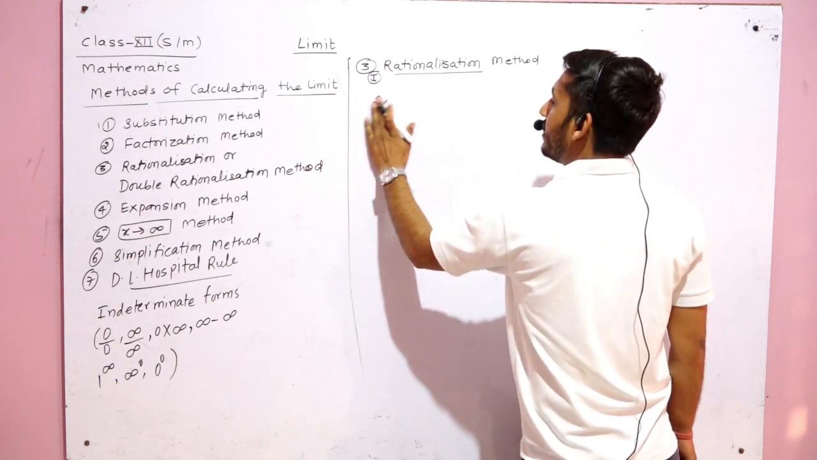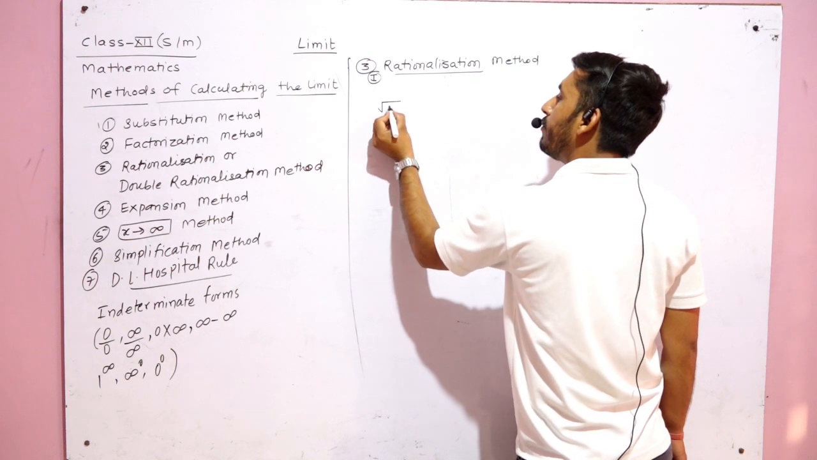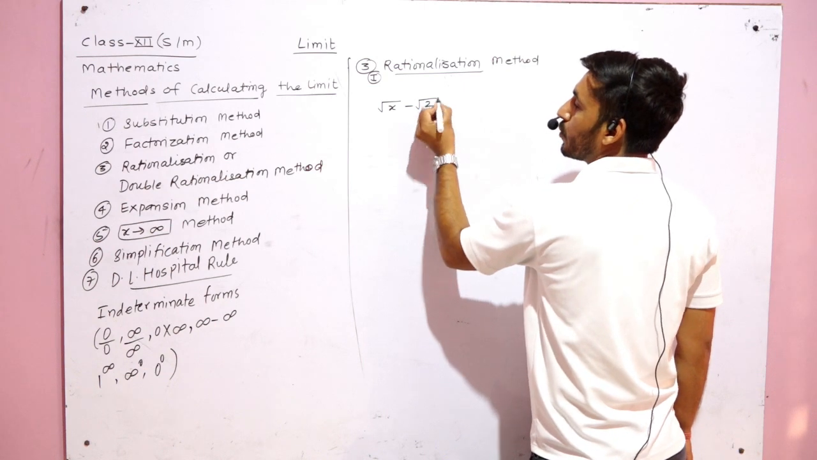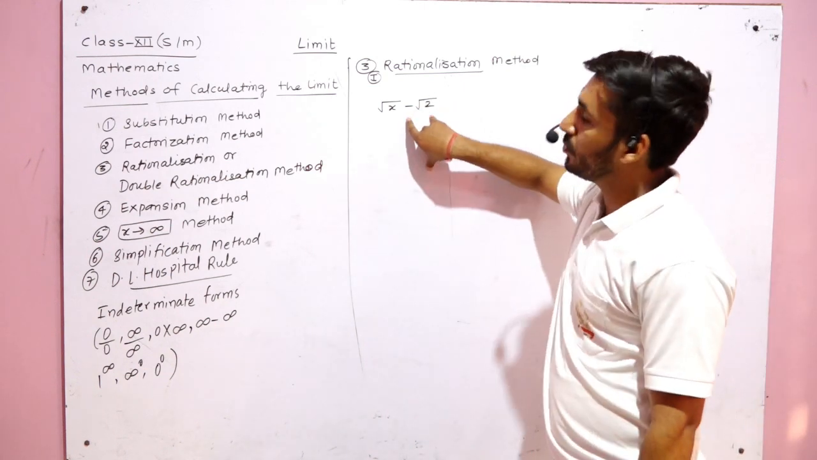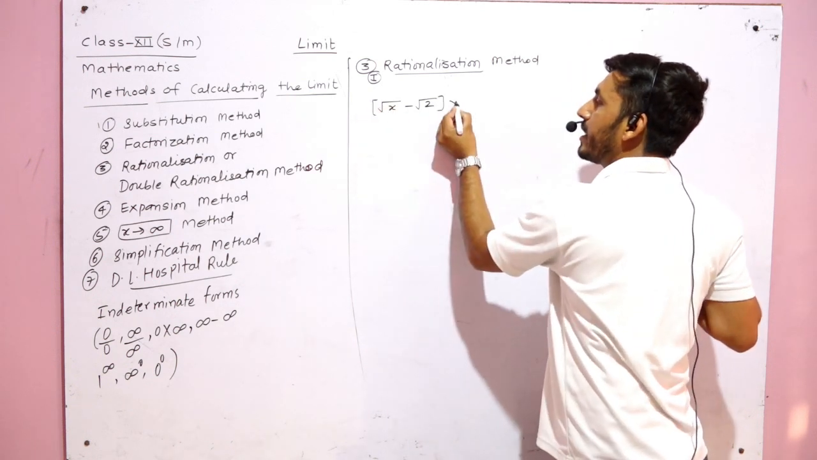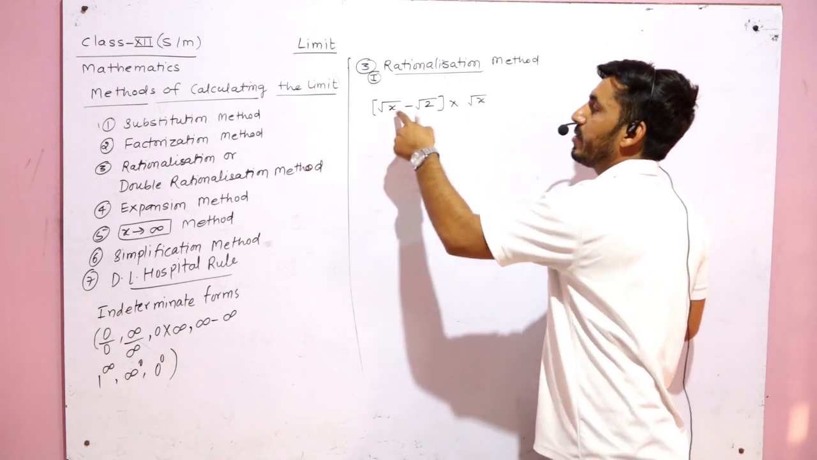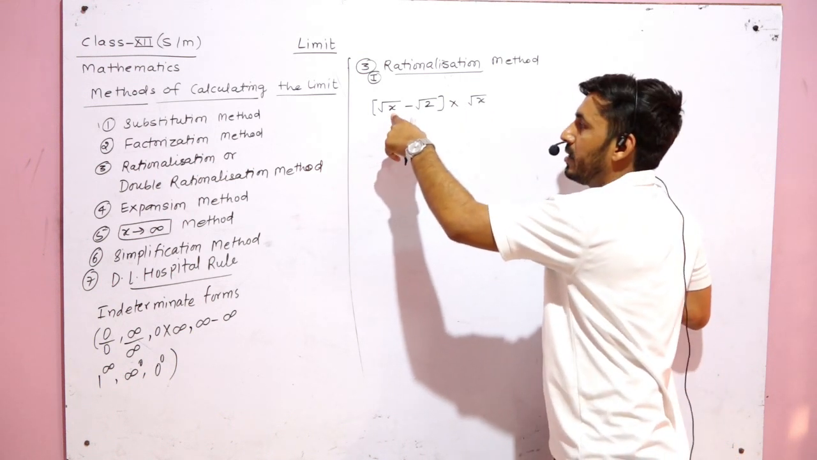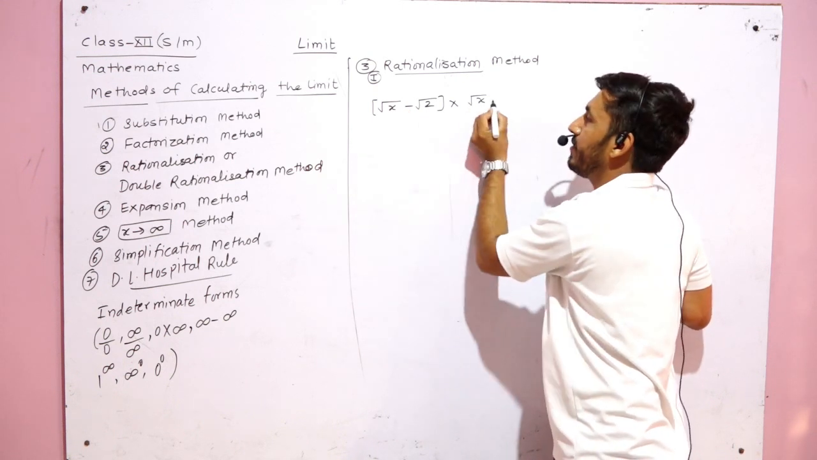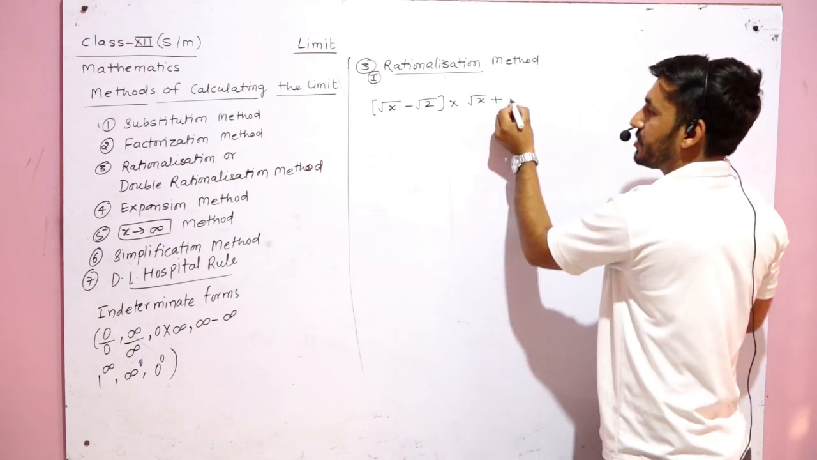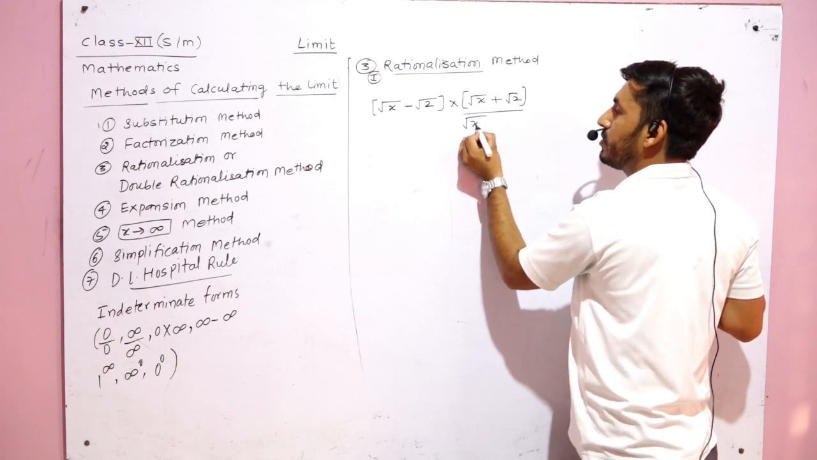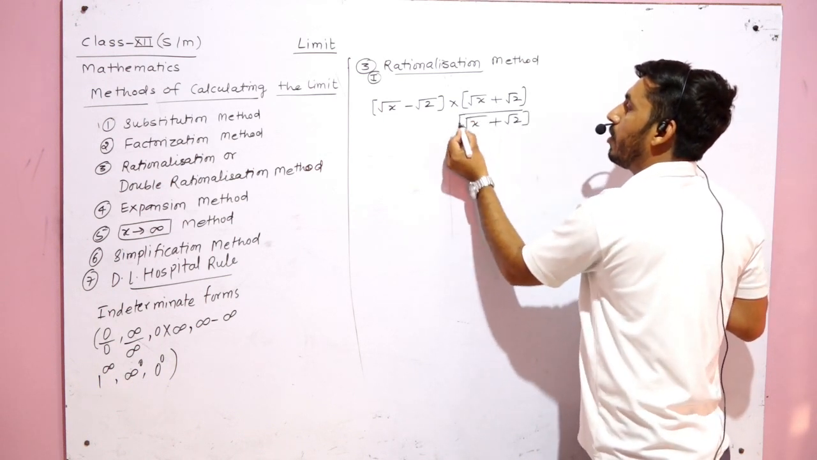If I am taking any term, root of x minus root of 2, and we want to rationalize this term, then we have to multiply or divide by root x plus root 2. Here the value is taken the same as given, but the sign is changed. If a minus sign is used, then we will use a plus sign. The second term will also be the same, then multiply by this term and divide by this term also. This is the method of rationalization.